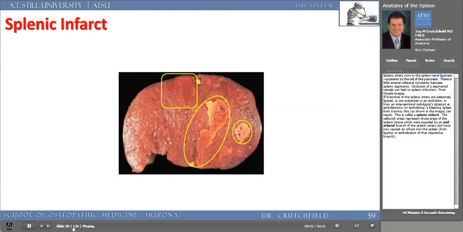If branches of the splenic artery are selectively ligated or are subjected to an embolism, or from an interventional radiologist's attempt at embolectomy for a bleeding spleen from trauma, this can result. This is called a splenic infarct. The yellowish areas represent those pieces of the splenic tissue which were supplied by an end artery branch of the splenic artery and have now caused an infarct into the spleen.